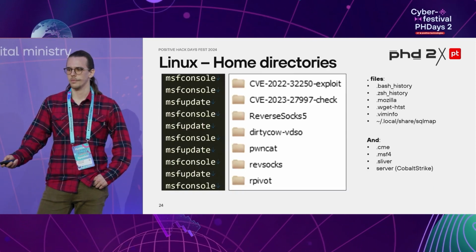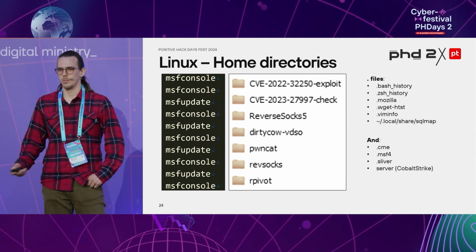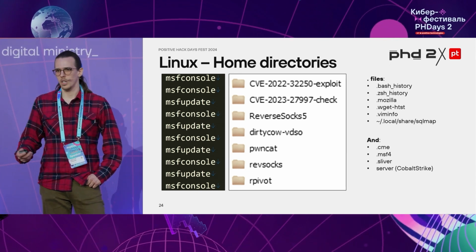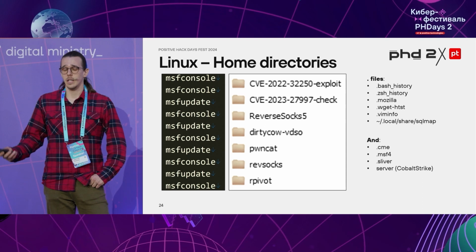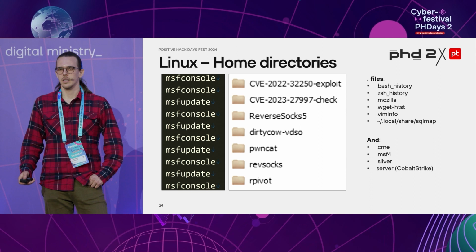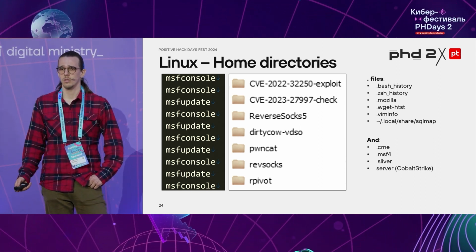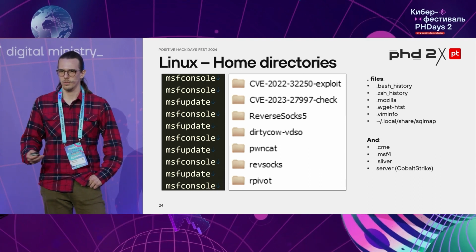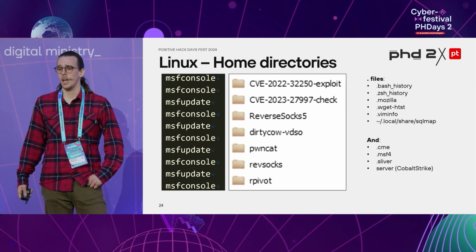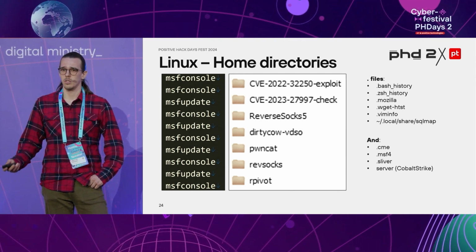But the most interesting directory, after we have looked at all the tools installed on the server and configured, would be, of course, the user directories. In most situations, attackers do not create user directories, and everything just ends up in the root directory. And what can we find there?